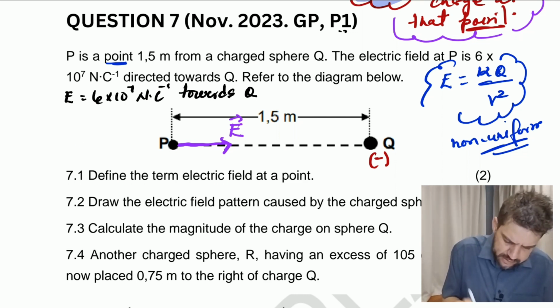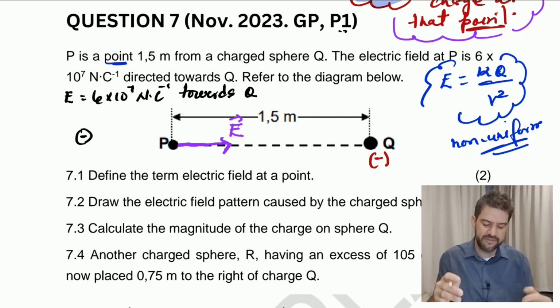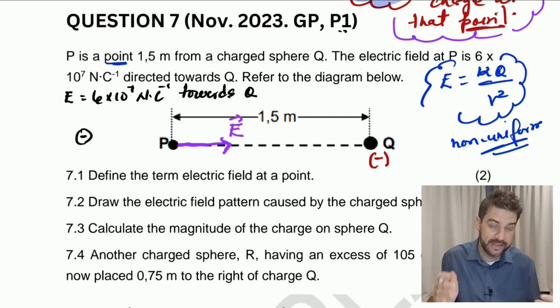This one is going to be charge Q. Remember, it's a negative charge. Maybe I can just do it a little bit up here. There is a negative charge. How do we know it's negative? Because of the direction of the electric field at P.